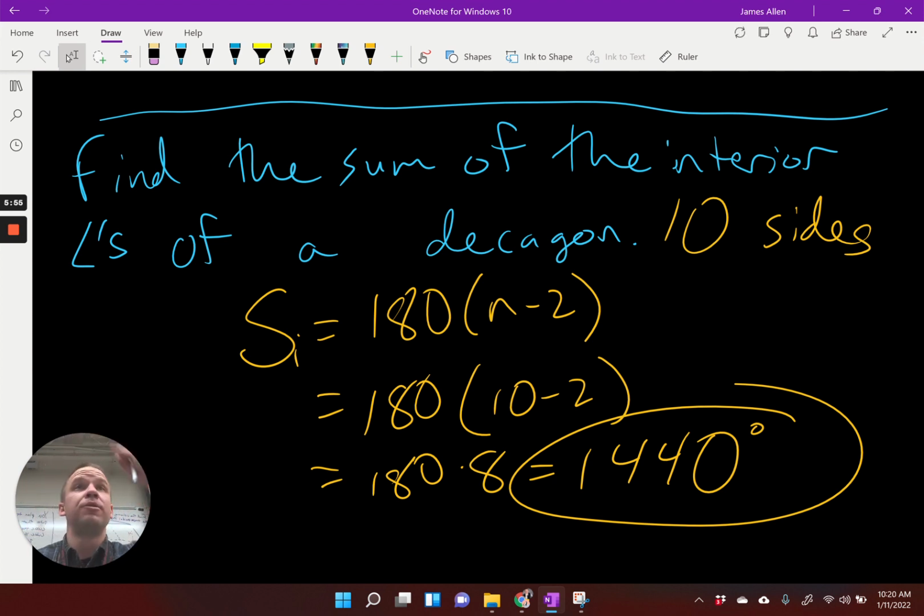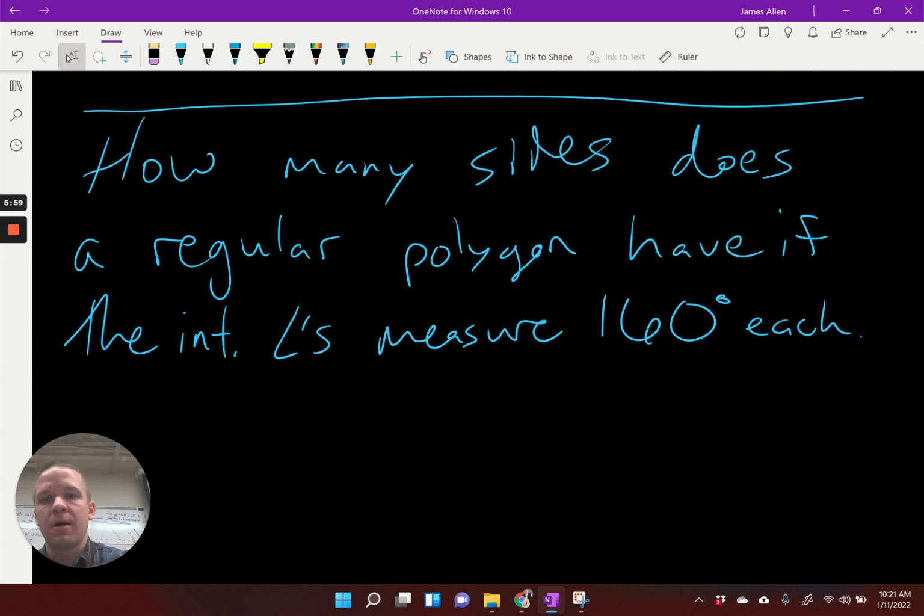Sum of the exterior angles, always 360. All right. How many sides does a regular polygon have if the interior angles measure 160 each?